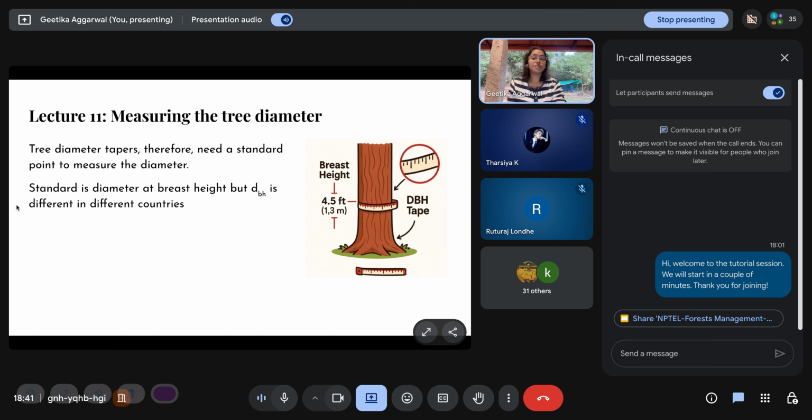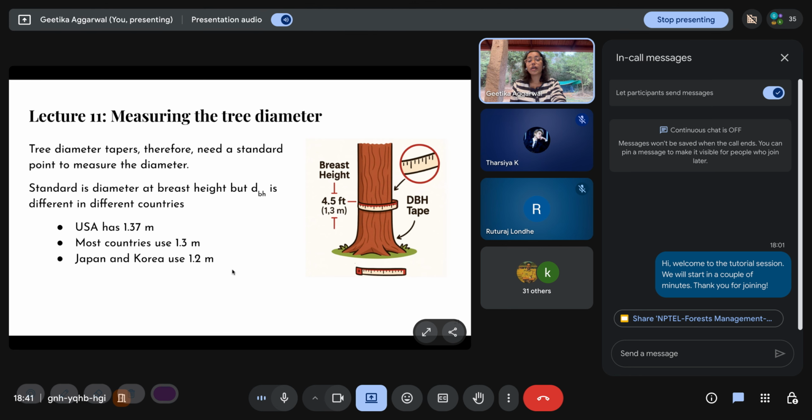One of the standards is to measure at breast height, which is DBH. But as I said, it is different in different countries. USA has a height of 1.37 meters. Most other countries use 1.3 meters, but yeah, 1.37, 1.3 meters, it's fine.